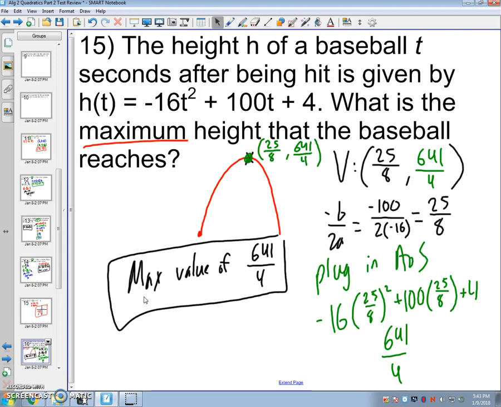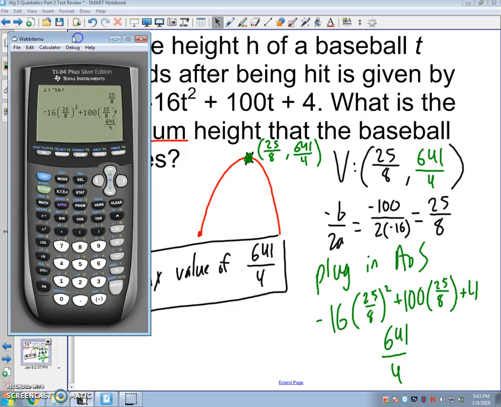Now, just in case they ask it, to turn that to a decimal, if you need the decimal, just type that fraction 641 over 4, which is really 160.25. So that's how high the ball will go. 160.25.